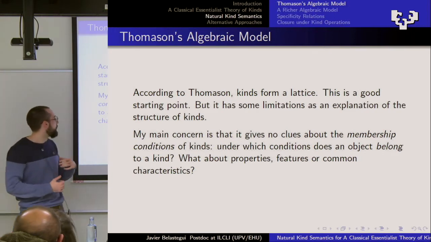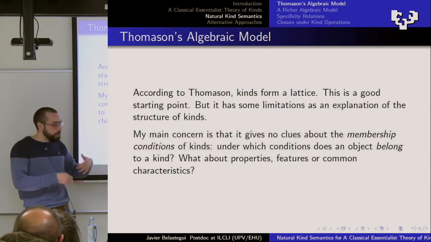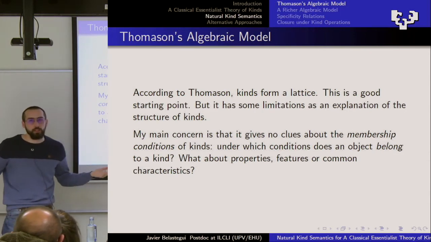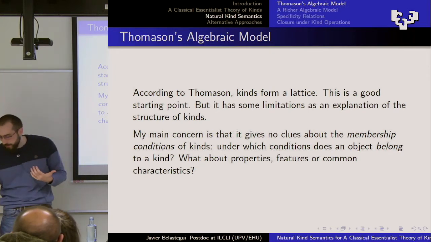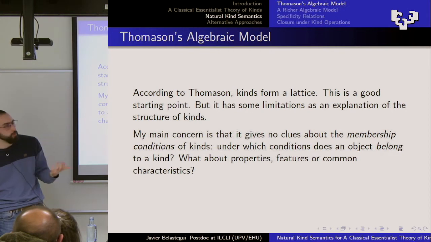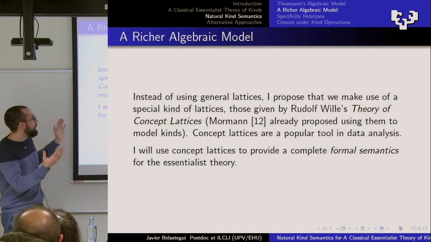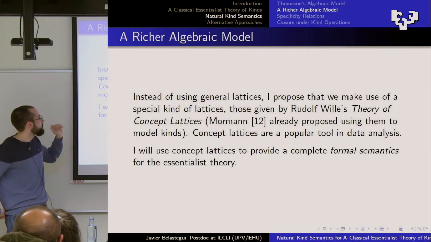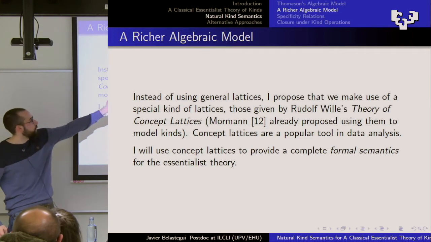And usually, most of the theories talk about something that is common to the members of the kind. And saying that kinds form a lattice doesn't say much about this either. So instead of using arbitrary lattices, I propose to use a specific kind of lattices from the theory of concept lattices by Rudolf Wille.